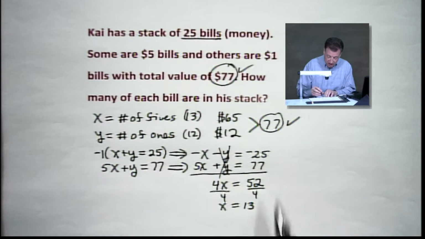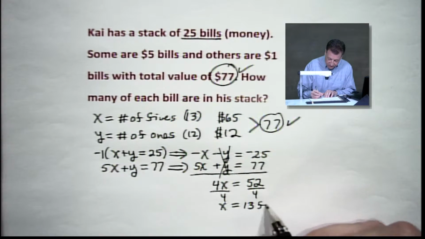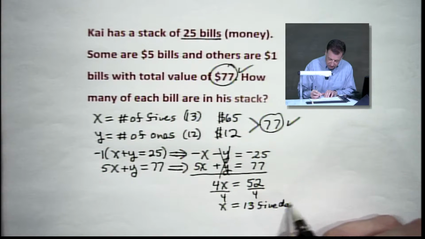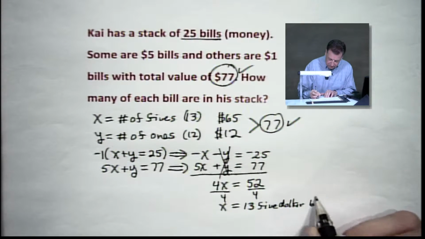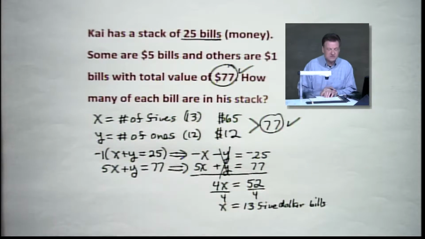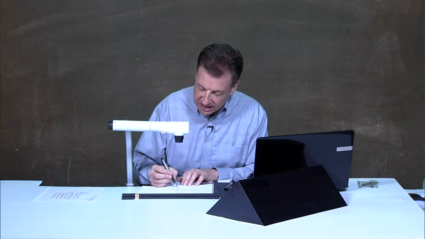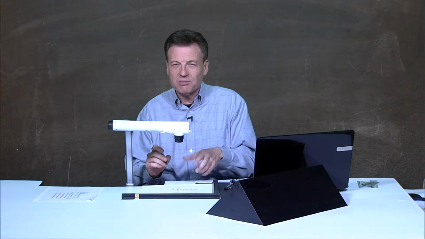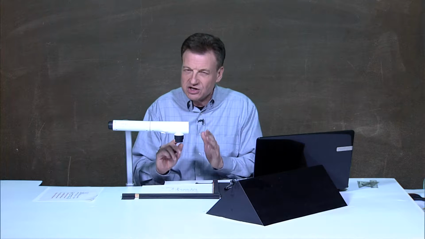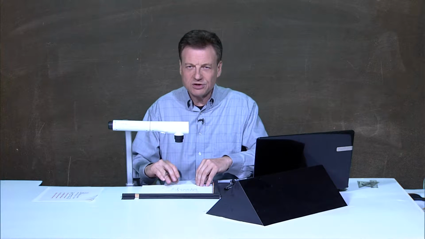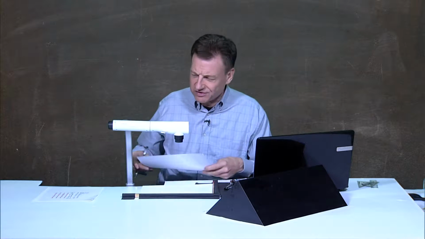So Kai, looks like you got $5 bills, 13 of them, and 12 ones up there, all right? So remember again, that's why we define our variables. So when we go back and check at the end, we know which one to put in the right place, okay? It does make a difference.